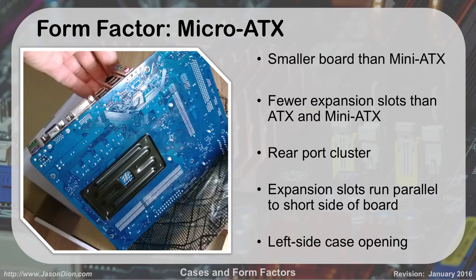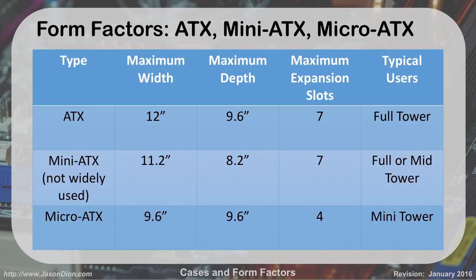A micro ATX is even smaller than a mini, because micro is smaller than mini, right? It has fewer expansion slots than an ATX or mini ATX. It may only have one, or it may have none. It still has that rear port cluster. It still has the expansion slots that are parallel to the short side of the board, and it's still a left opening case. Why is it all still the same? Because you can put a micro board in a full ATX size case if you wanted to. You can always take the smaller and put it in the bigger case, and it would still line up to the case, to the holes.